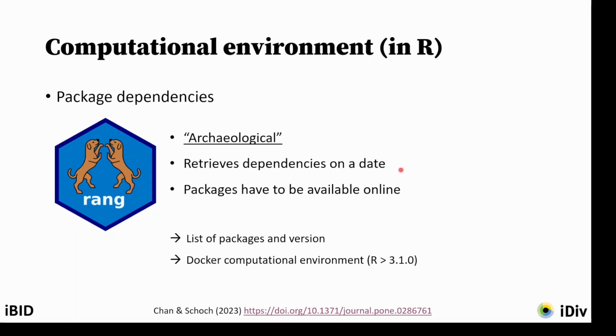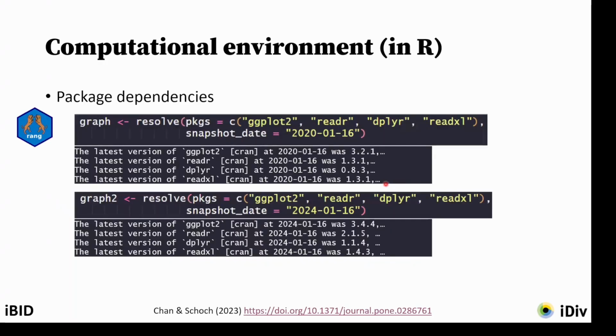The tricky part is that the package has to be available online so that it can actually retrieve. And how does it work? So you basically give a list of packages that you want to check, and you give the date where more or less you think you used it, and then it's going to report it back to you. Okay, on this date, this was the version, and so on.